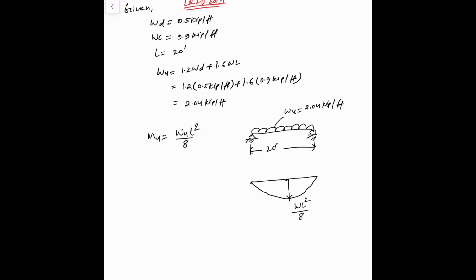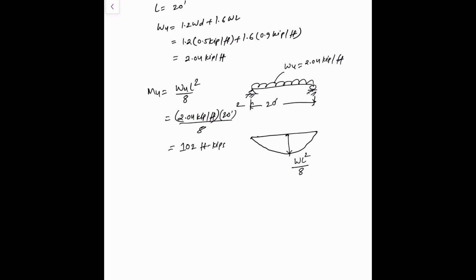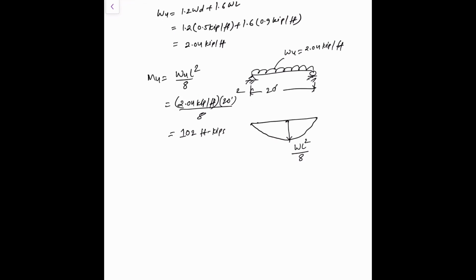So for the ultimate load, our maximum moment Mu equals W L squared by 8, which equals 2.04 kip per foot times 20 feet squared divided by 8, which gives us the maximum moment of 102 kip-feet. Let me verify this one more time: 2.04 times 20 squared by 8 equals 102 kip-feet.